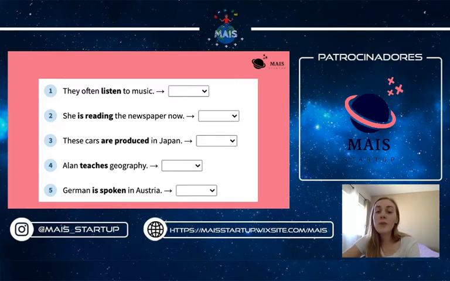So here, do we know in the first example who's doing the action? Yes, we do. It's they. So we know it's gonna be an active voice. Second example, she is reading the newspaper now. We also know who's reading the newspaper. It's she. So we have an active voice. 3. These cars are produced in Japan. Do we have the subject? Do we know who is producing the cars? No, we don't. So it's passive voice.